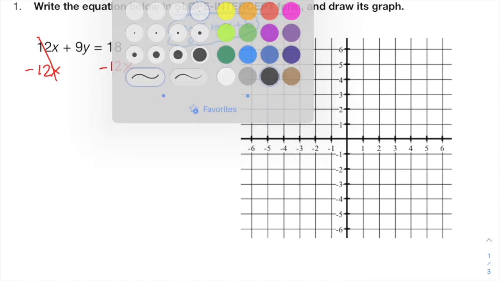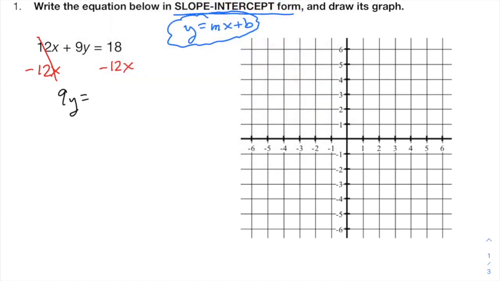And now my new equation will say positive 9y equals, and on this side 18 and negative 12x can't combine, so you can put 18 minus 12x or negative 12x plus 18. I'm putting the x's first just to make it look like mx plus b. And now to isolate y, I've got to get rid of that coefficient, that 9 in front. So I'm going to divide both sides by 9. Dividing this whole side by 9 means dividing each of these terms by 9.